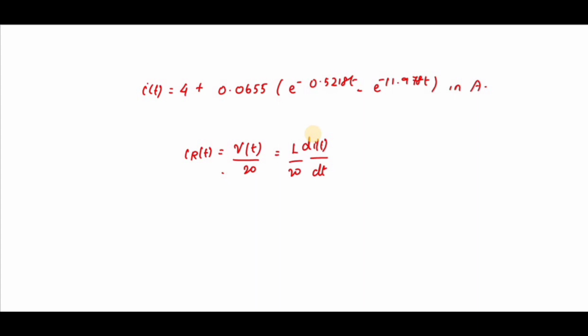So if I differentiate di of t by dt, that gives the value of IR of t. So you know the differentiation, right? 4 is a constant value, it goes to 0. And e power xt means the derivative has to be x into e power xt, right?